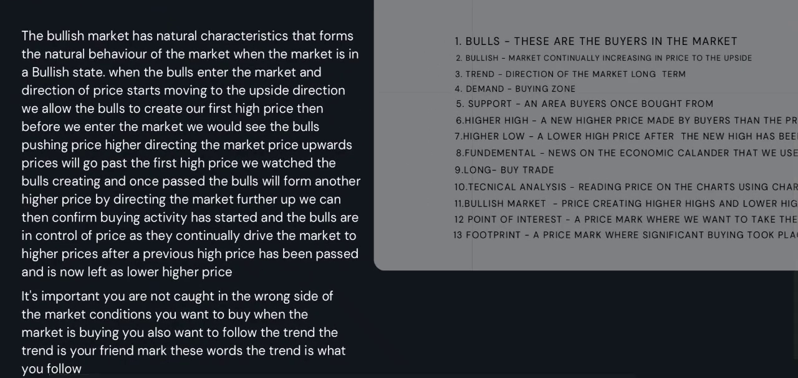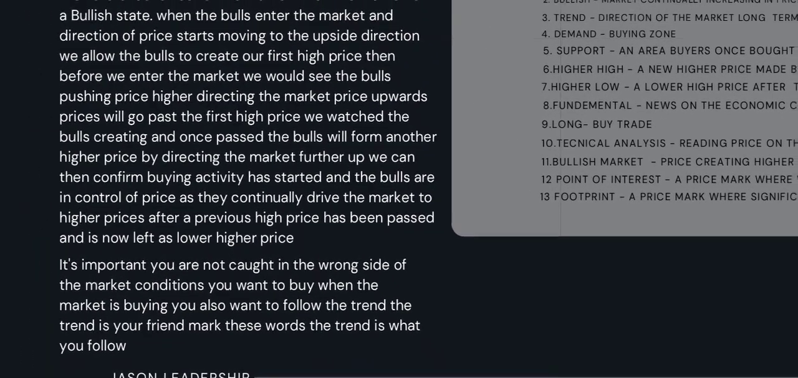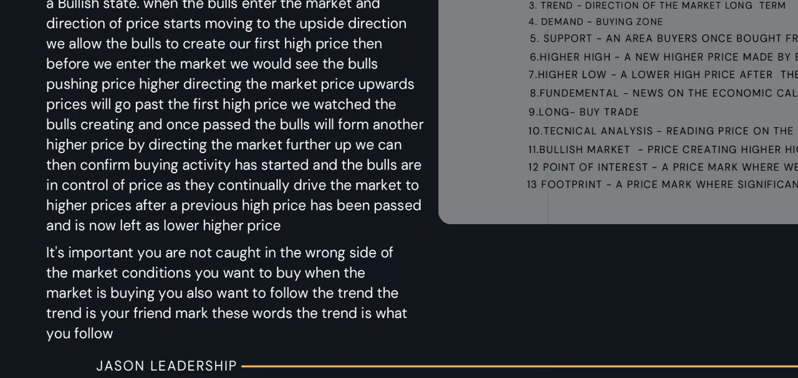Also, when we can see that new higher prices are being created, that is when we're going to enter the market and we allow the bulls and ourselves to be in control of price as they continually drive the market to higher prices after a previous high price has been passed. It now leaves that high price that has been passed as the lower high price, and it continues to make a new higher price. All of this will be visually explained because this is a market structure explanation as to how the market moves up, and when do we know that it's moving up. We need to understand it visually rather than theoretically.